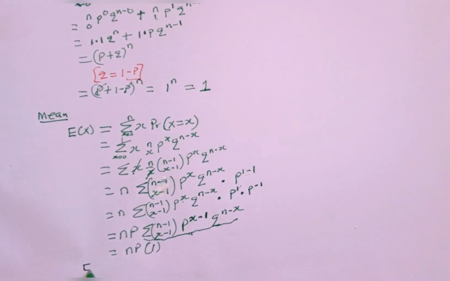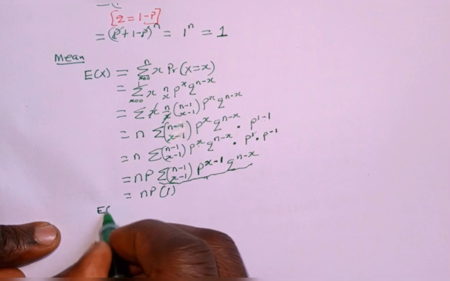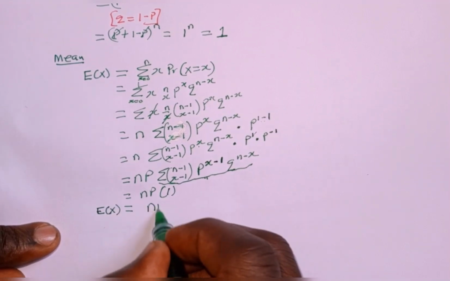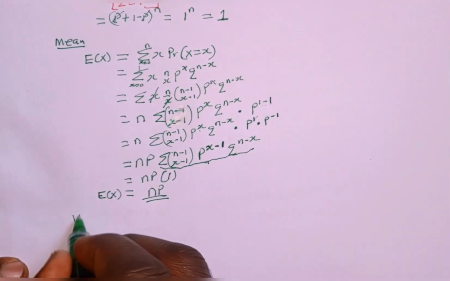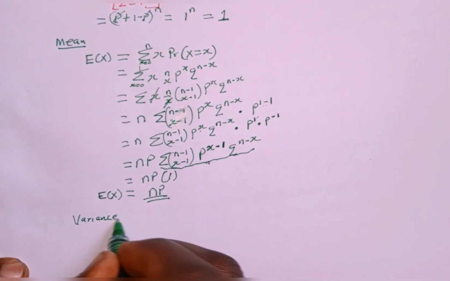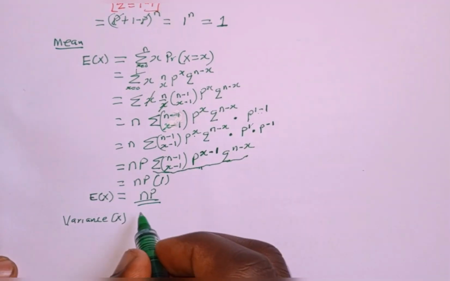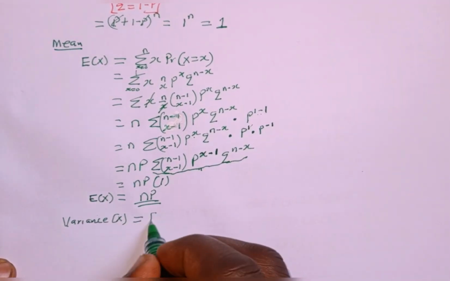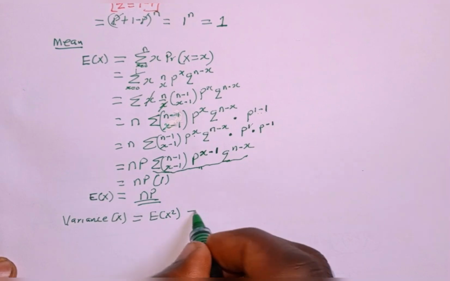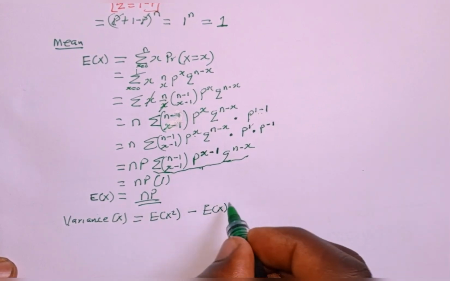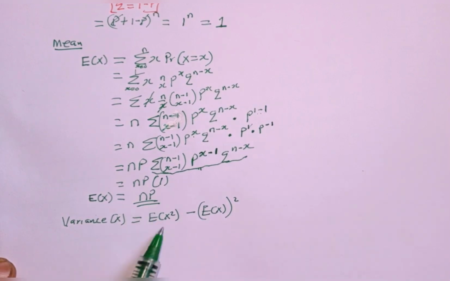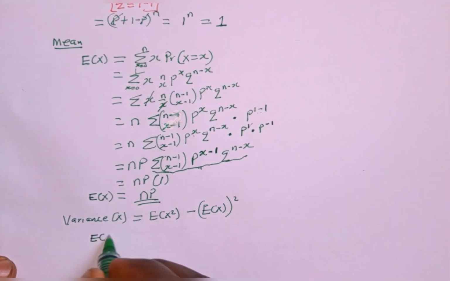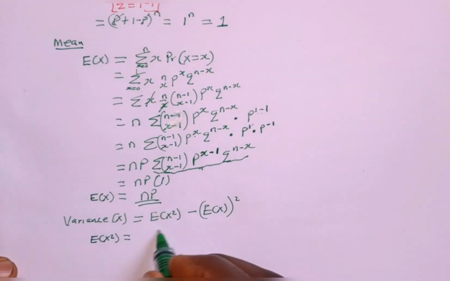So therefore, the mean, which is the expected value of x, is the same as what? np. So this is the mean. Now, the next thing we are going to look at is the variance. The variance of x of the binomial distribution is equal to what? Expected value of x squared minus expected value of x, all squared. You know, we found the expected value of x to be np. So we are looking for the expected value of x squared. So the expected value of x squared is the same as what?